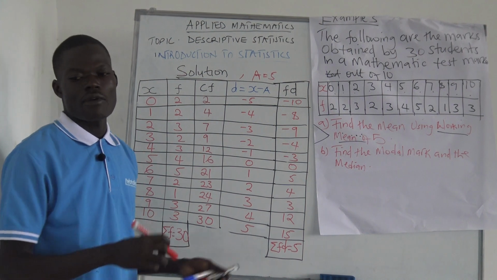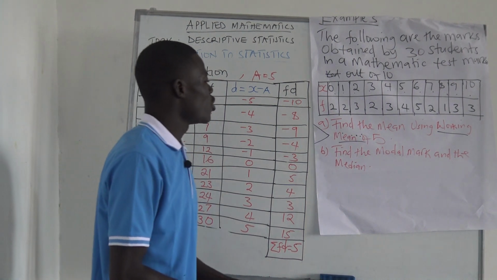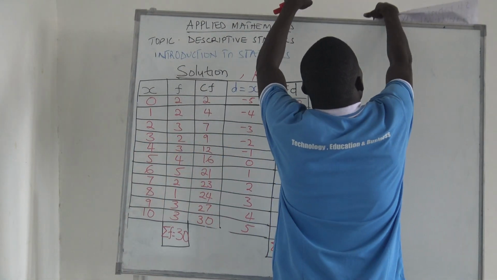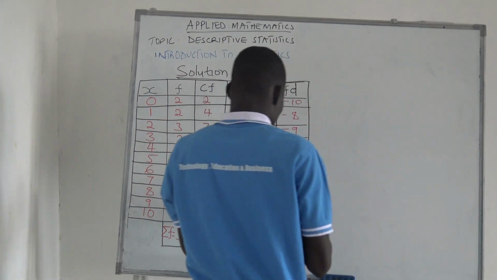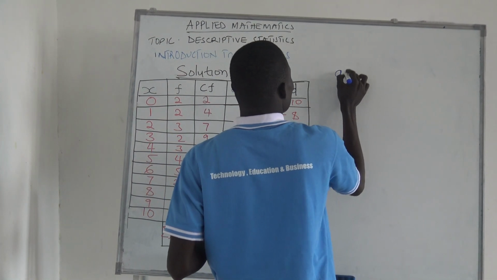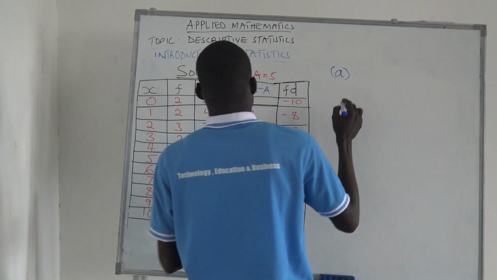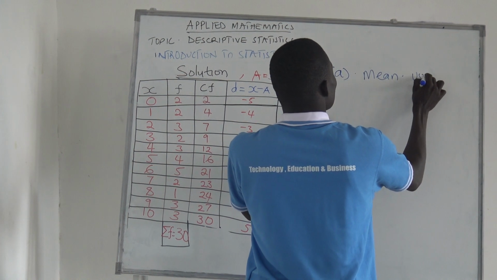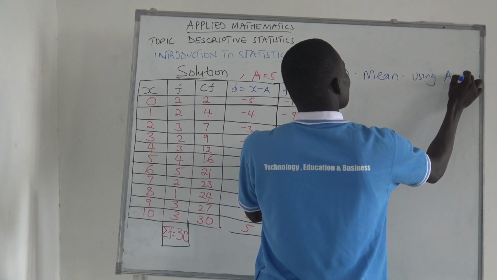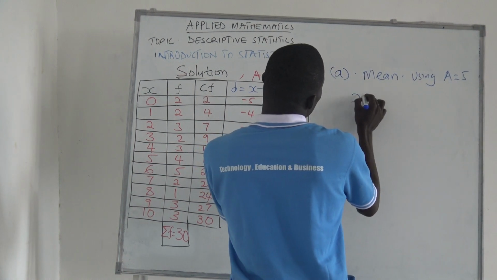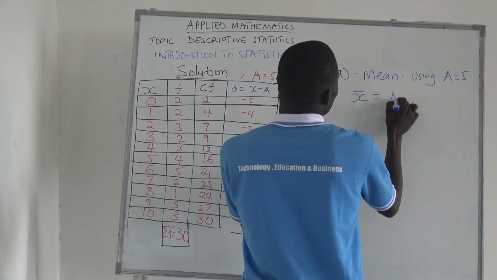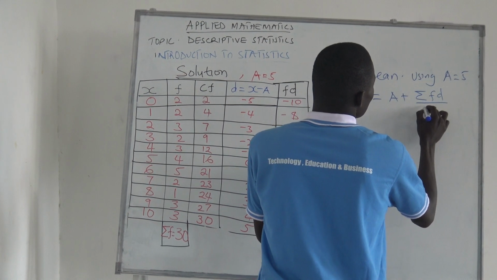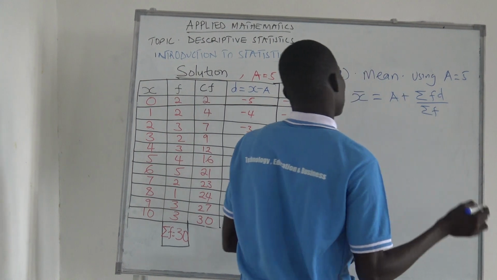So there you have finished whatever is needed to do. So let us start from our first question. Our first question, which is part A, find the mean using A as 5. So our mean now is calculated from A plus summation of FD out of summation of F.